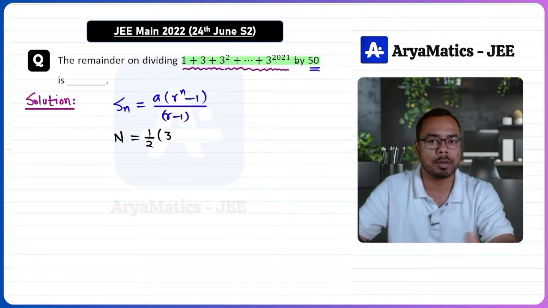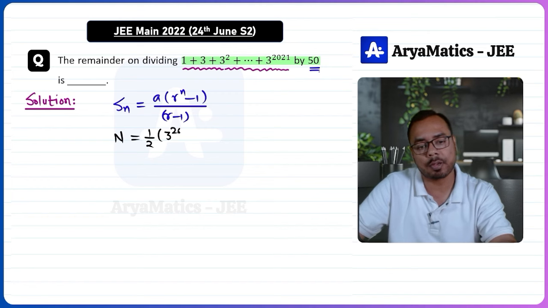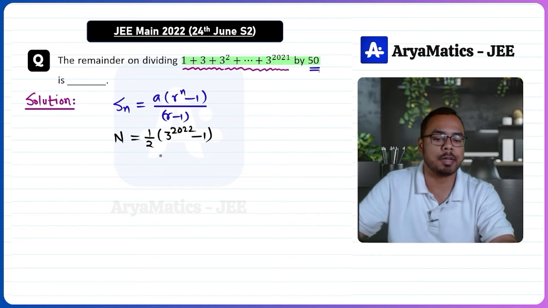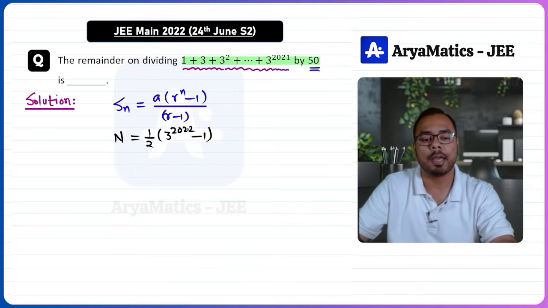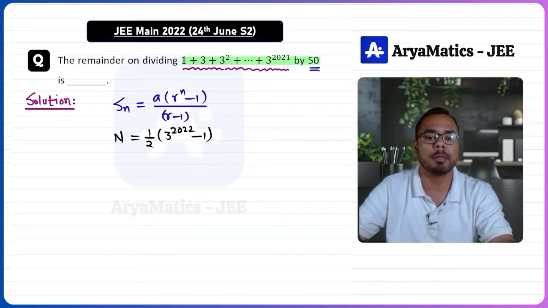So starting from 0 up to 2021, the total number of terms will be 2022. So basically this is the term, right? N is 1 by 2, and this is the number 1 by 2, this multiplied by 3 raised to 2022 minus 1. And now we are dividing this number by 50. So we have to find the remainder.